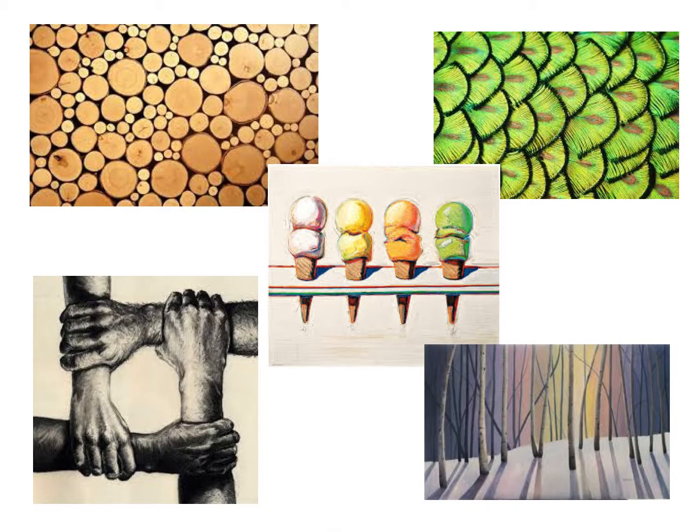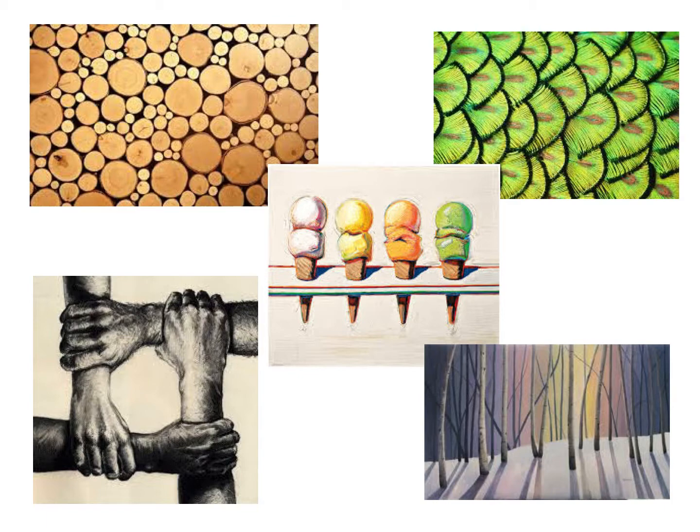So some examples you can see. The very top corner is cross sections of wood. It's all circles, it's all the same color, and it goes across the whole entire page. The second one up there is like peacock feathers. They're all the same shape, everything's pretty much the same size, and all the colors, mostly green, get repeated throughout the whole piece.